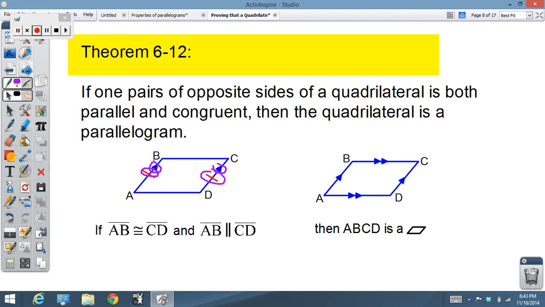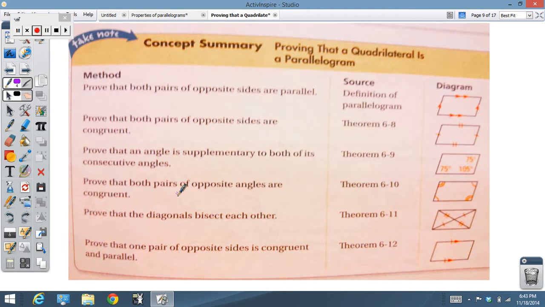Theorem 6.12. Okay, so here's a little summary. I pulled this straight out of the book. You might want to have that written down and handy and available to you, though. So if we're ever asked to prove that a quadrilateral is a parallelogram, we have several ideas that we can use.